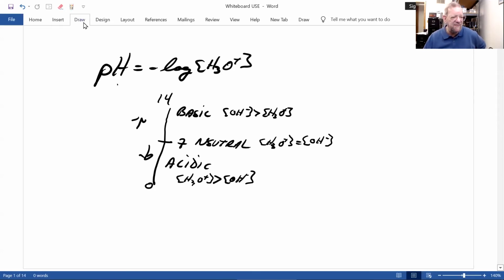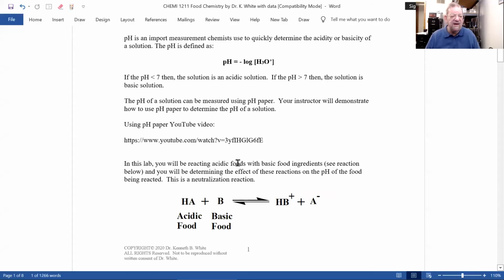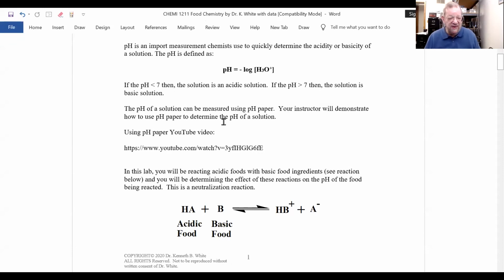Now, the nice thing about pH is you don't have to remember this stuff. You just have to know where the number is. When it's 7, it's neutral. When it's less than 7, it's acidic. When it's greater than 7, it's basic. And that's the beauty of pH. And pH can be measured in different ways. One is a pH meter, which we will not be using. Now, the way you'll be measuring pH is using pH paper.